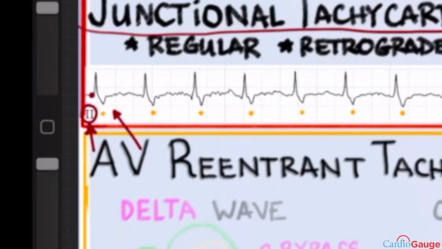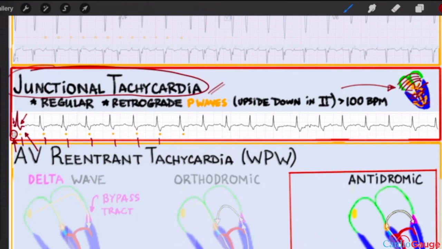There's an initiation of the beat here, and then there's a narrow complex. That's one of the hallmarks of junctional tachycardia: it'll often be narrow complex, but not always, because if there's left or right bundle branch block, then the complex will show that morphology. So it goes through the ventricles, and then it works its way through the AV node backwards, and then the atria depolarize in a retrograde fashion. So you get this upside down P wave here, and you can see those with each of these beats. Junctional tachycardia is regular, it has retrograde P waves, and it's greater than 100 beats per minute.